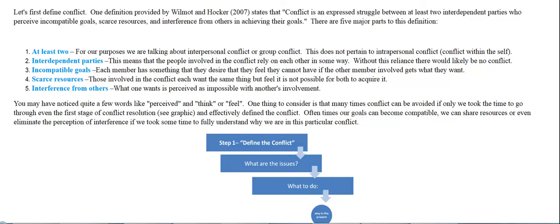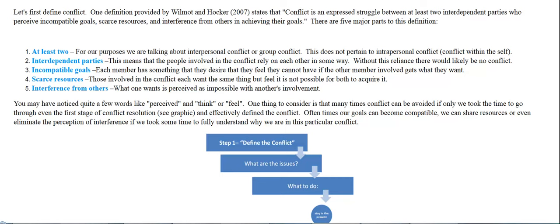Number 3, you have to have incompatible goals. So each member has something that they desire that they feel they cannot have if the other member involved gets what they want. So it's incompatible. If I get what I want, you can't have what you want. If you get what you want, I can't have what I want, and vice versa. So incompatible goals. Number 4, scarce resources.